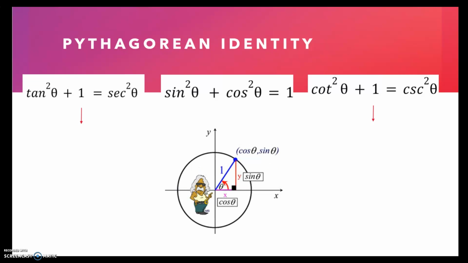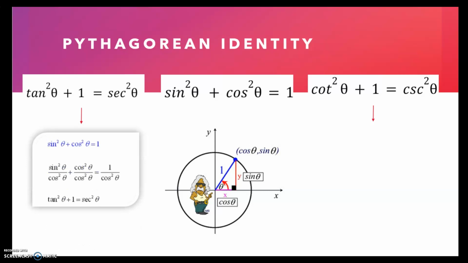To explain sine squared theta plus cosine squared theta equals 1, you have to look at a unit circle. Remember, the coordinates on the unit circle are cosine, comma, sine. Since the legs of the right triangle in the unit circle have the values of sine theta and cosine theta, the Pythagorean theorem can be used to obtain sine squared theta plus cosine squared theta equals 1.